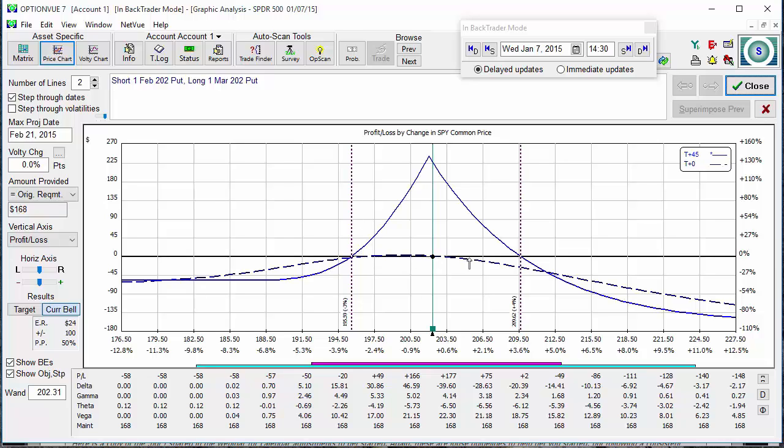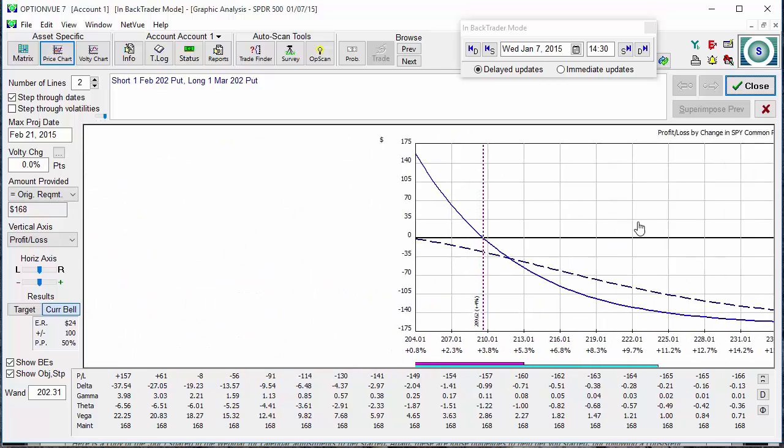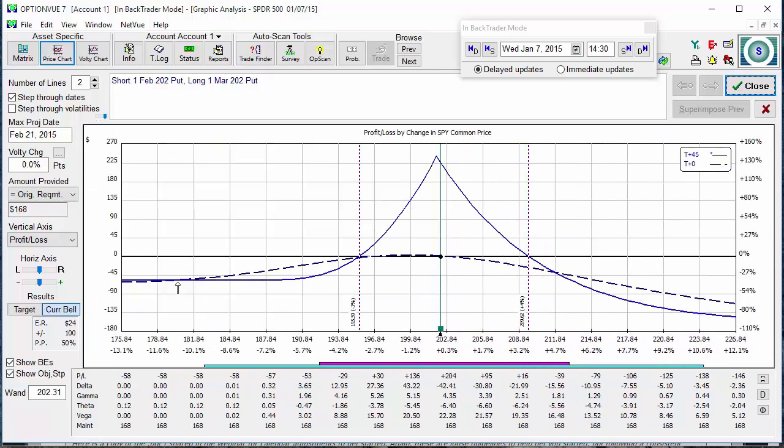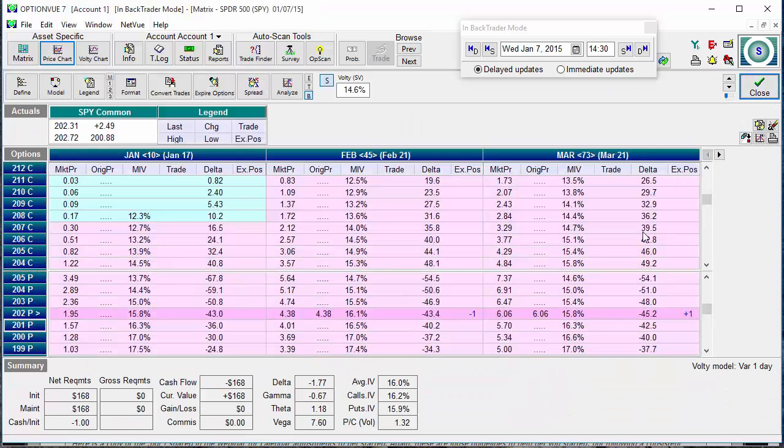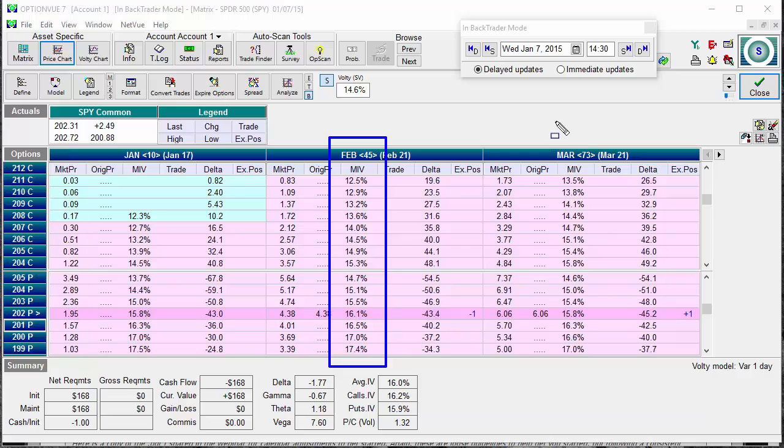We have defined risk. We have much more risk to the upside, right? We have still limited risk to the downside. Our volatility on the front month is greater than the back month. If you're a note taker and you're jotting notes down, this is important to jot down. When you are trading calendars, the front month volatility should equal or be greater than the back month volatility.